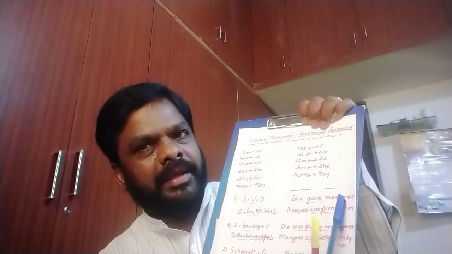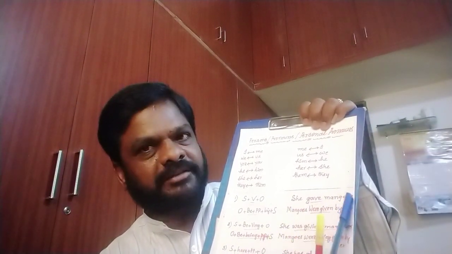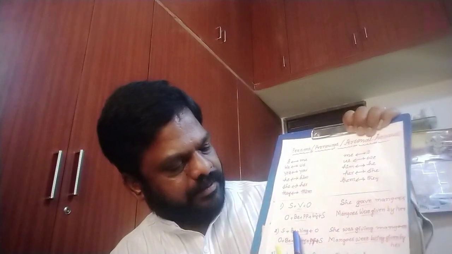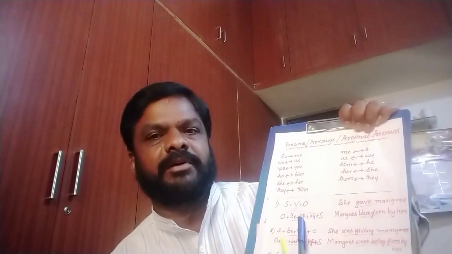So we have to take mangoes to the subject place. Object becomes subject, and the verb gave becomes was, were given. That means the verb becomes be form plus past participle. That means mangoes were given. Past participle of gave is given. Next, by, she becomes her. So she gave mangoes becomes mangoes were given by her.